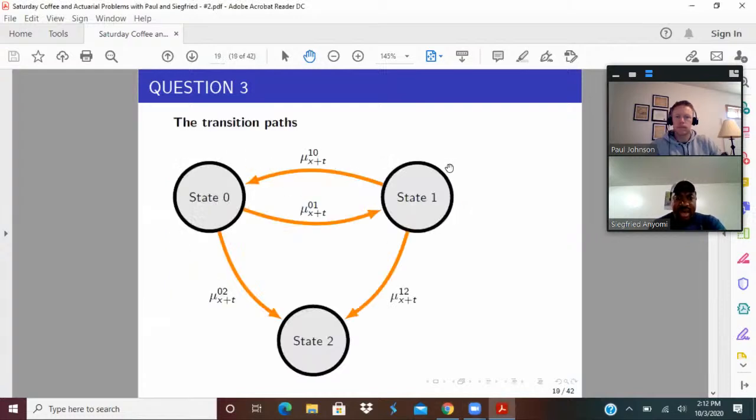So the transition path, essentially, if we take a closer look at it, there is a chance that folks can transition from state 1 to state 0, and also from state 0 to state 1. That's possible. When a life transitions from state 0 to state 2, the guy gets stuck. So we can think about state 2 to be like a death state. There is no way folks can resurrect.